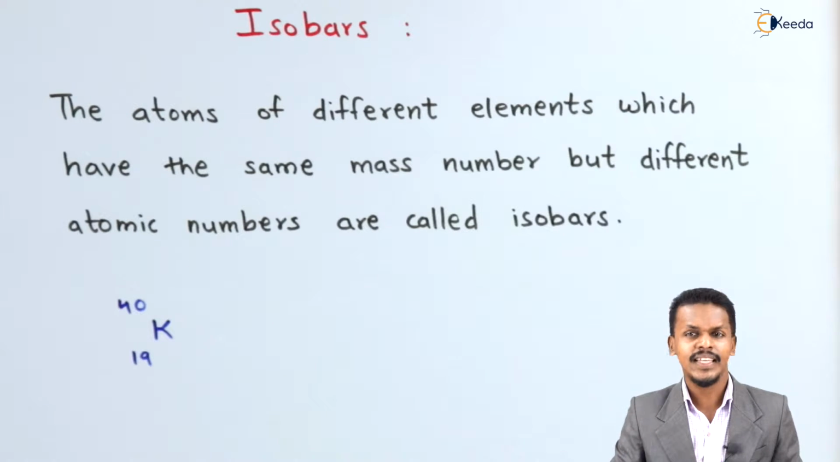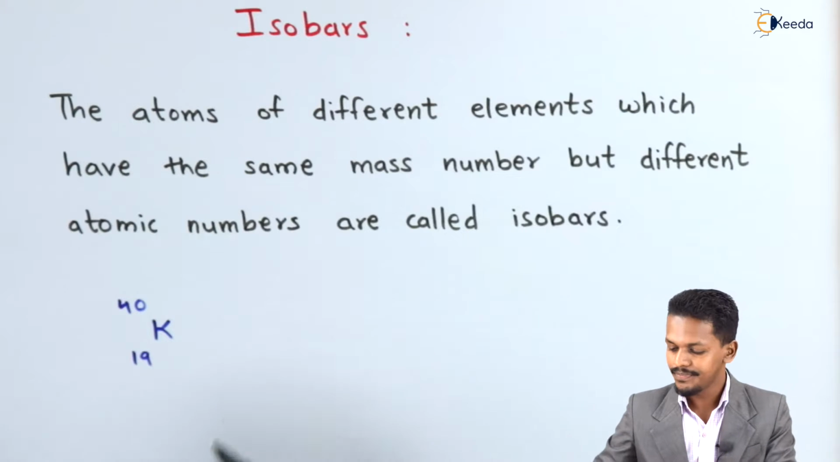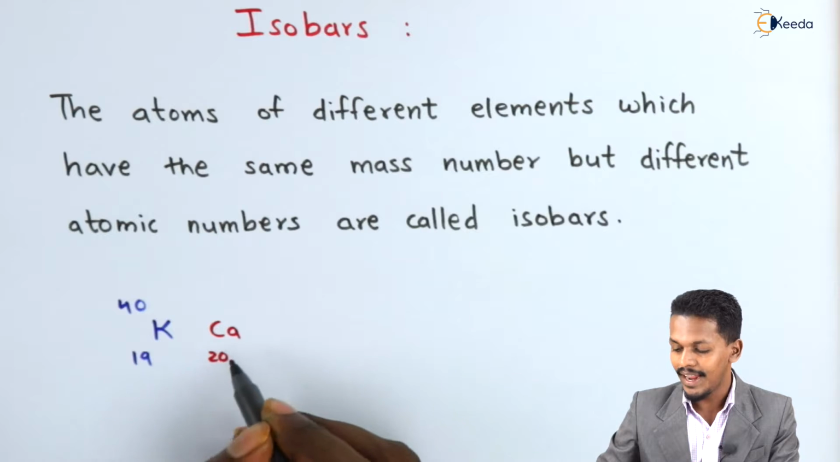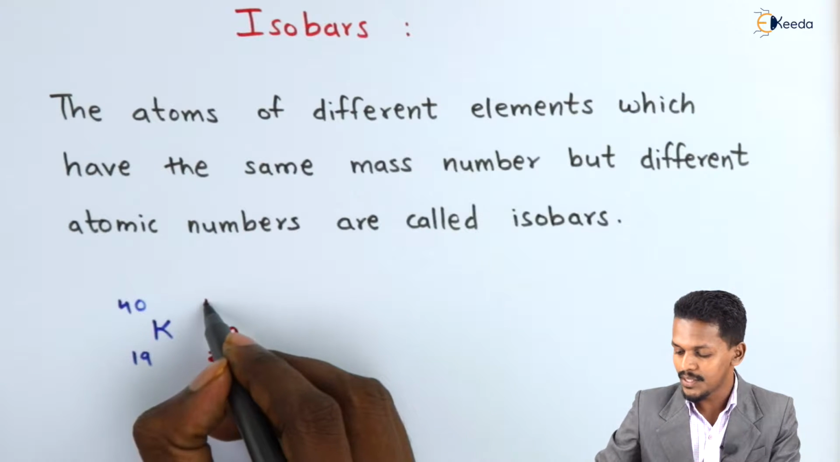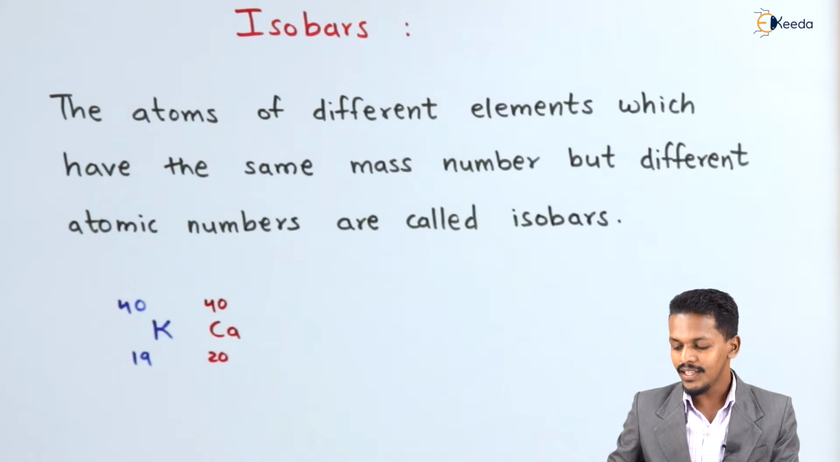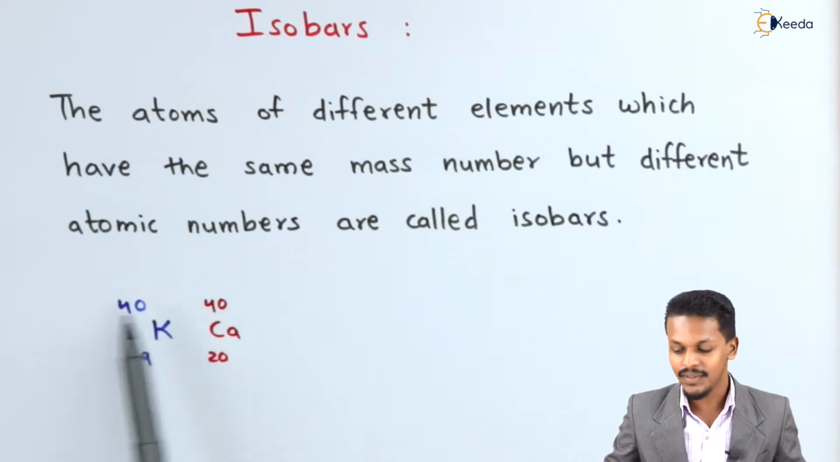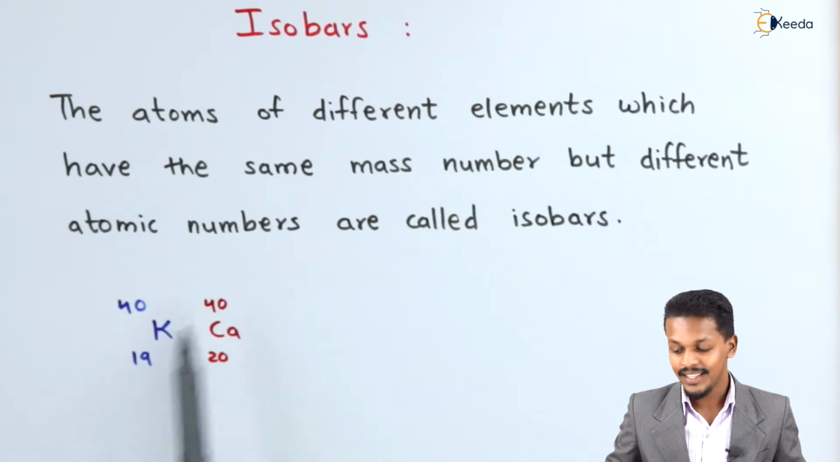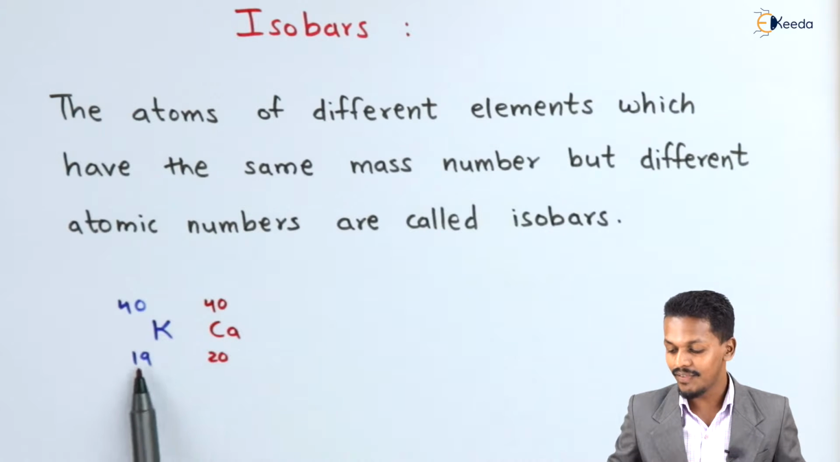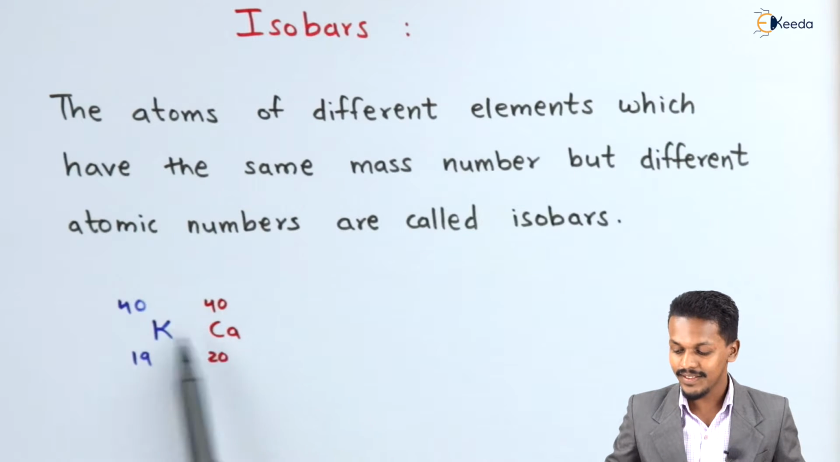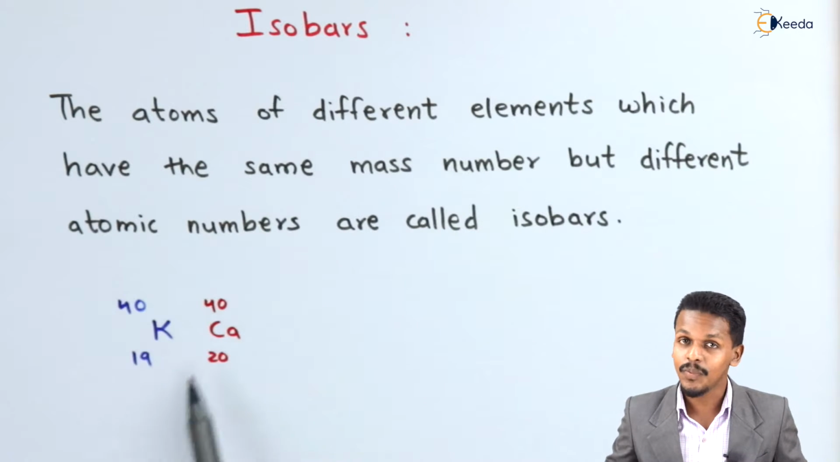Similarly, suppose I consider another element, calcium. Calcium has an atomic number of 20 and its atomic mass number is found to be 40. So these two elements have the same atomic mass number, 40 and 40, but different numbers of protons or different atomic numbers, and that makes these two elements isobars.